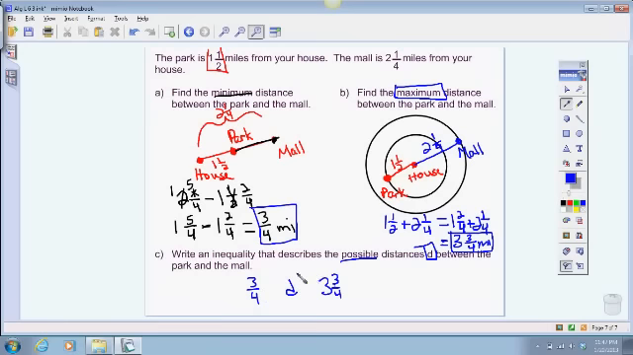So we're talking about an and statement here. 3/4 is going to be less than or equal to, because it can be equal to, our distance, which is less than or equal to 3 3/4. So this inequality represents all the possible distances that the park and the mall could be away from each other.